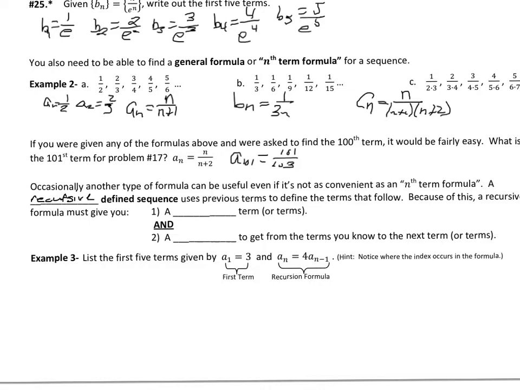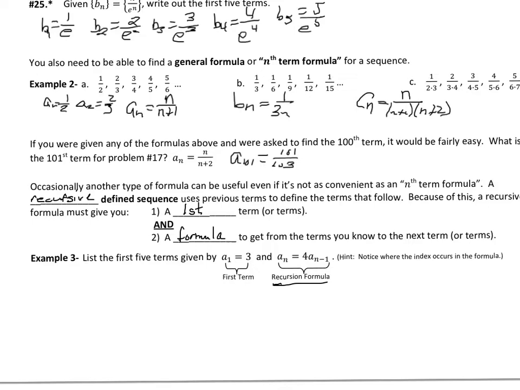So here's what you have to be given. You have to be given your first term, or the first couple of terms, depending, and a formula to get from one term to the next. If you look at example 3 here, that's what a recursively defined sequence looks like. We're given a sub 1 is 3, and then we're given the recursion formula, which is a sub n equals 4 times a sub n minus 1.